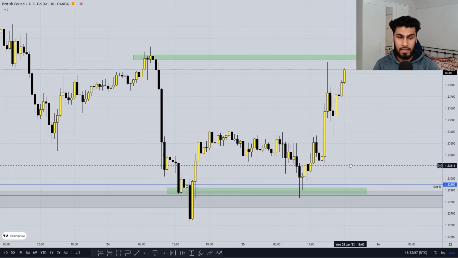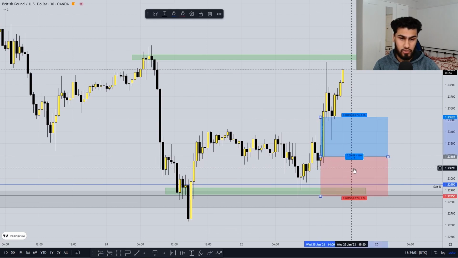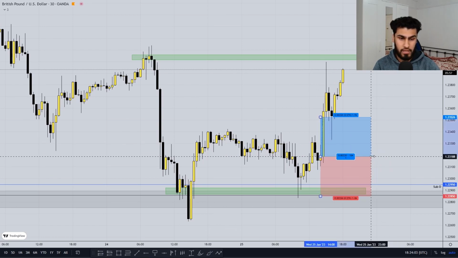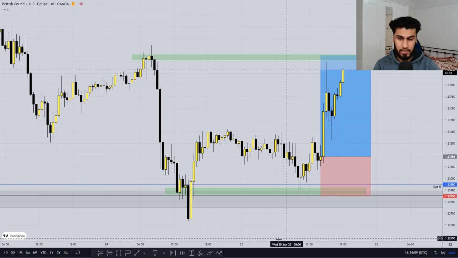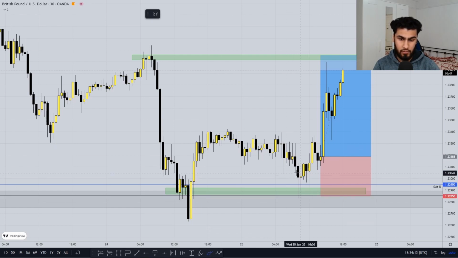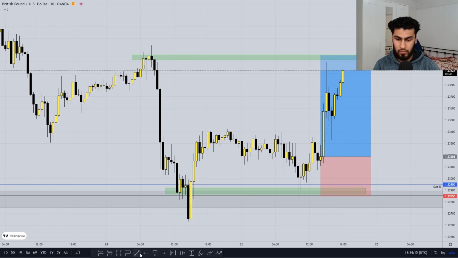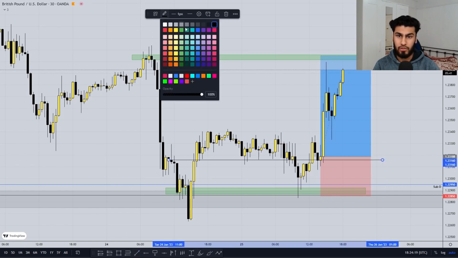So where exactly did I enter? I ended up entering roughly around this region over here. Now there is a bit more detail which indicates why exactly we are going to be entering here, but for the time being we can just simply say, since we've got rejection of this level and we also have this key level right over here, and let's also turn this green.